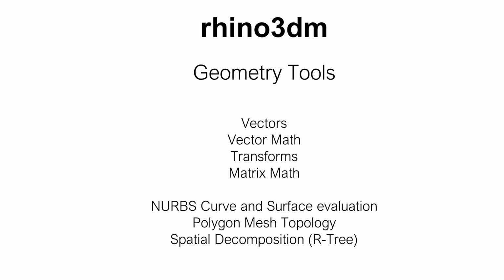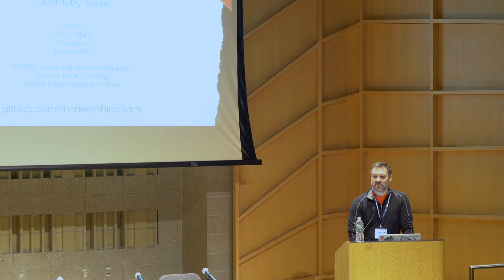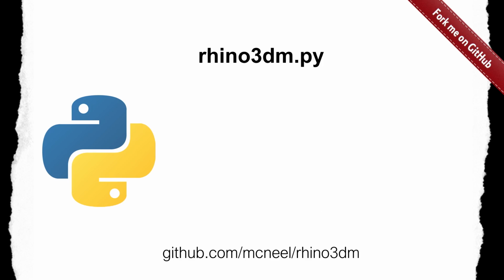Also, along with this, our mathematicians are releasing some things that they think are simple and the rest of us think are hard, like doing vector objects, vector math, matrix math, geometric transformations, NURBS curve and surface evaluation, polygon mesh topology, 3D spatial decomposition for rapid locating of objects in space. And this is what it takes to do it.